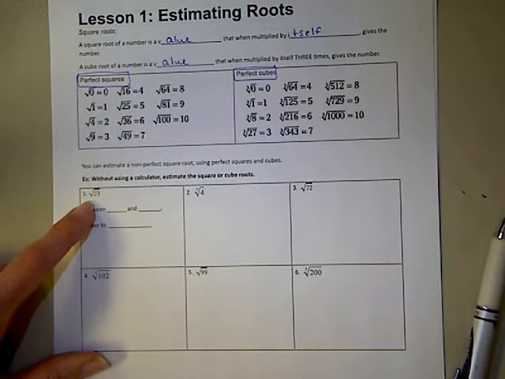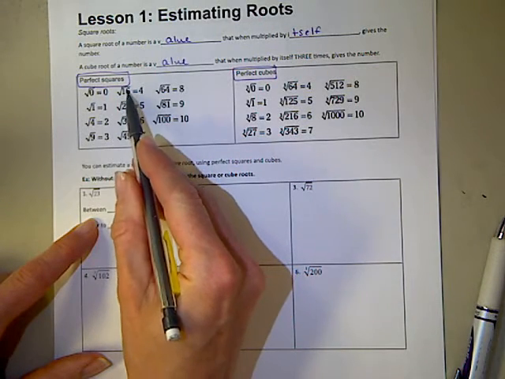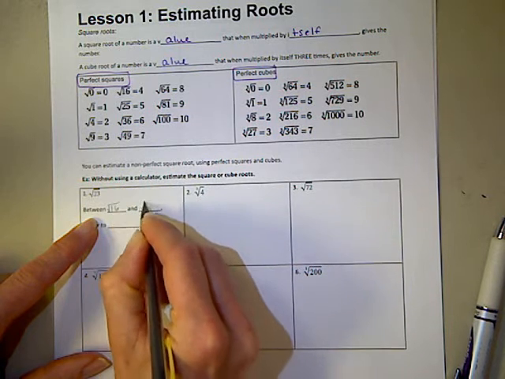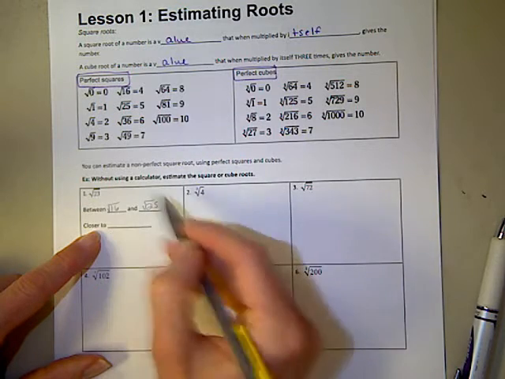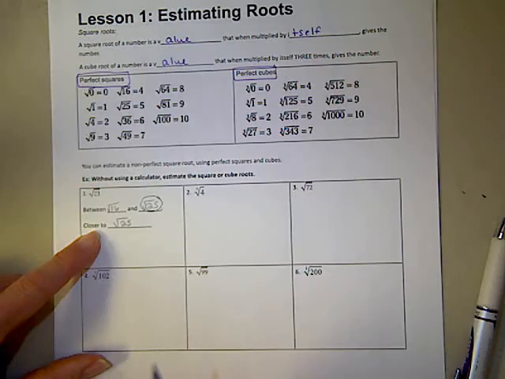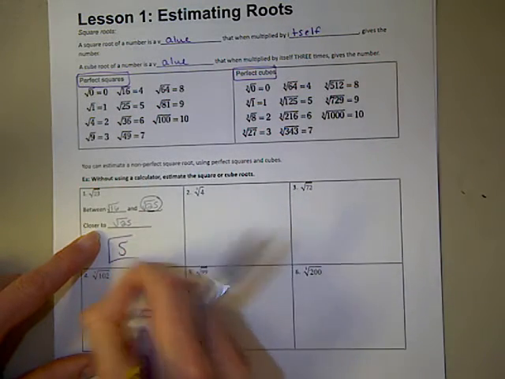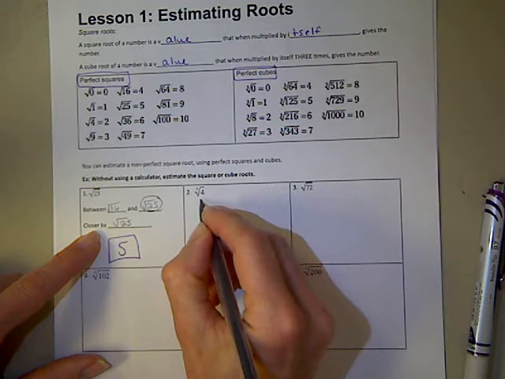We have the square root of 23, which is between what 2 numbers? I look at my table, it is between 16 and 25. Which one is it closer to? Well, 23 is closer to 25. And what's the square root of 25 according to the table? It is 5. So 5 is your estimate.